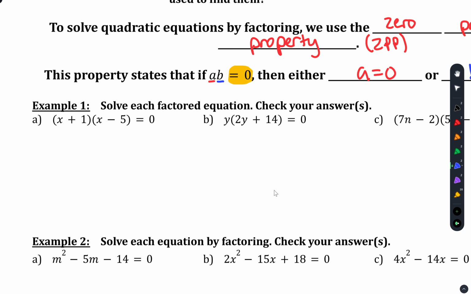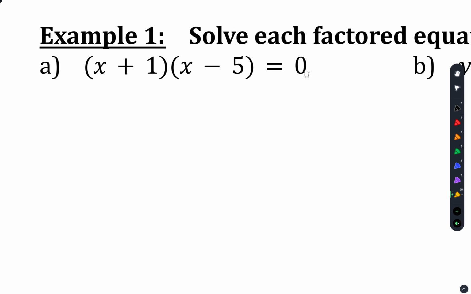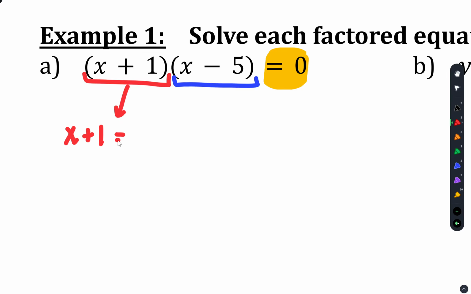So let's take a look. Example 1 kind of looks familiar, right? We've seen bubbles like this before. What's new is that now these bubbles are set equal to 0, and we can actually find solutions. The way we're going to do that is using the zero product property, which states either this must be 0 or this must be 0, but it's one or the other. So we're going to say two different things. Either x plus 1 equals 0 or x minus 5 equals 0.